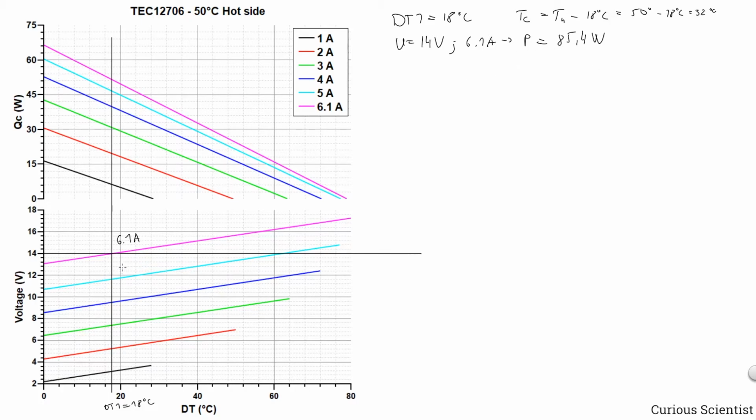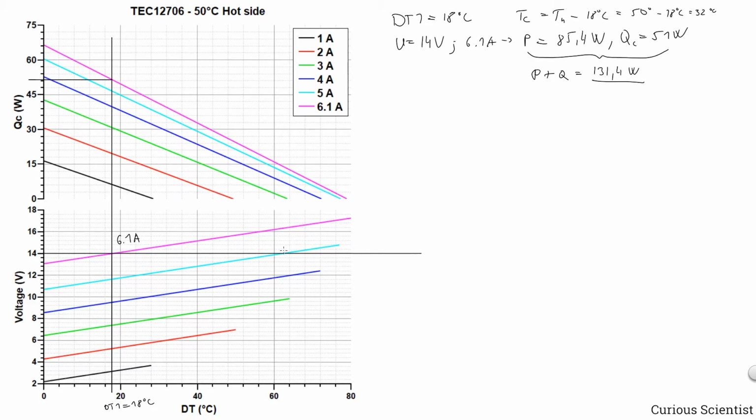And we can check the QC as well. So we drew this very long vertical line at 6.1 amps. So we go here and draw a horizontal line again. So we see what happens here. And the QC is roughly 51 watts. So we can summarize these two. So P plus Q is 131.4 watts. So this appears on the hot side of the Peltier cooler, and this has to be removed by a cooler attached to the hot side.